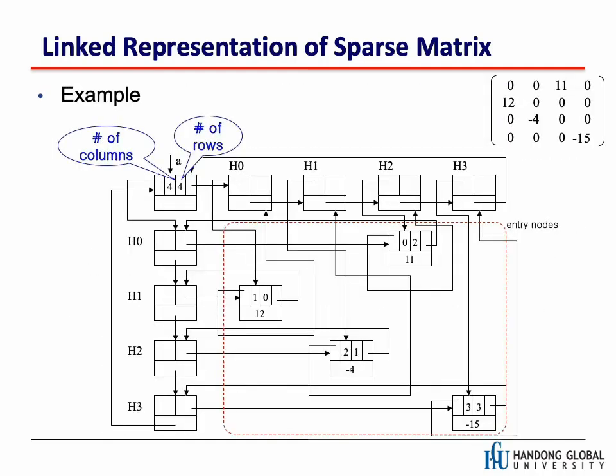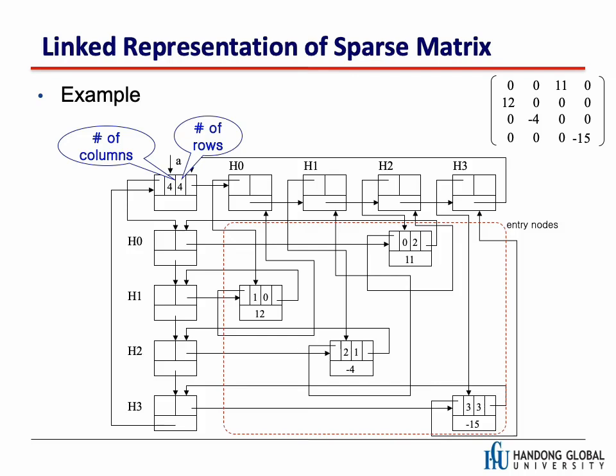This slide shows a linked representation of a sparse matrix. If we draw the linked list, it looks like this. It is representing one small sparse matrix on the top right corner. We have only 4 non-zero elements, and the other elements are zeros.